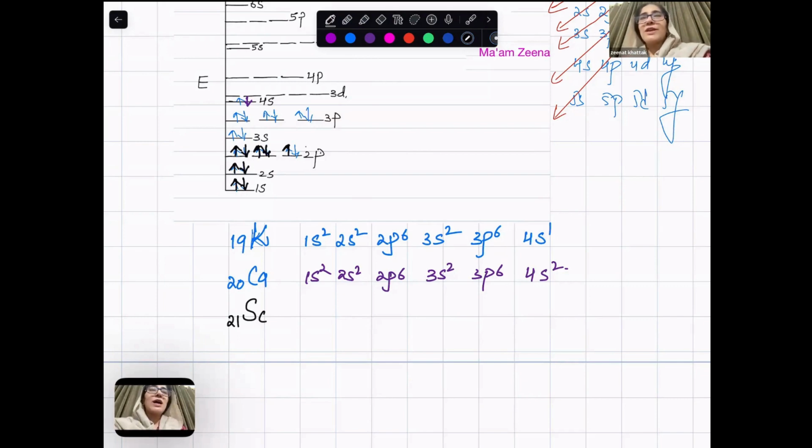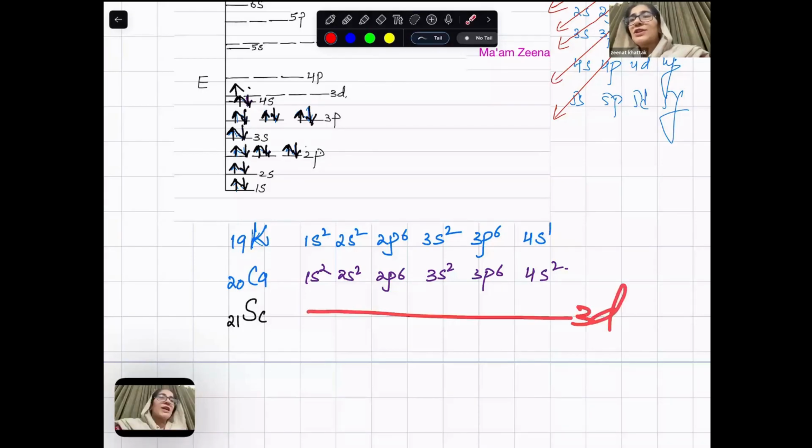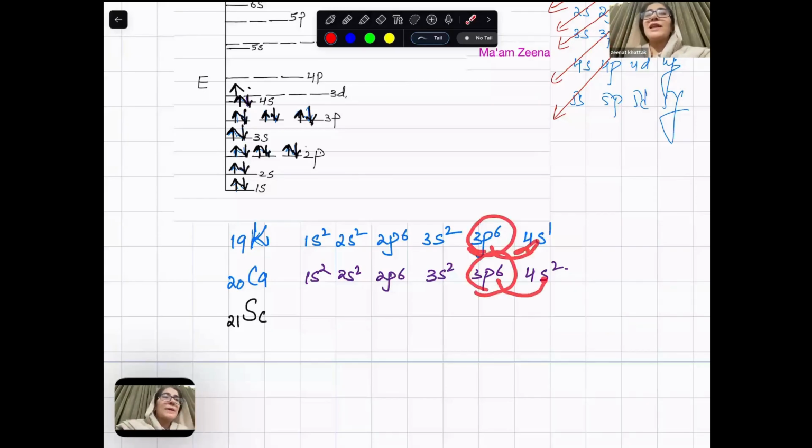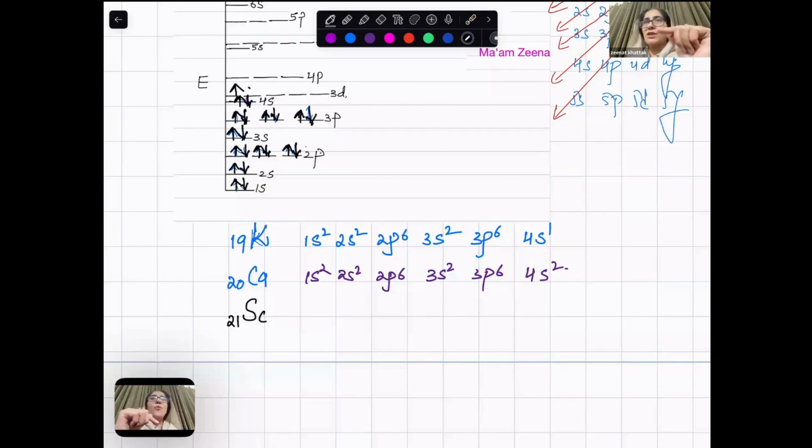So the electron enters into 3d. When there was no electron in 3d, the outermost is 4s. After 3p, the electron enters into 4s. After 4s, the electron will enter into 3d. Once the electron enters into 3d, due to inter-electronic repulsion, the 4s will be above 3d.